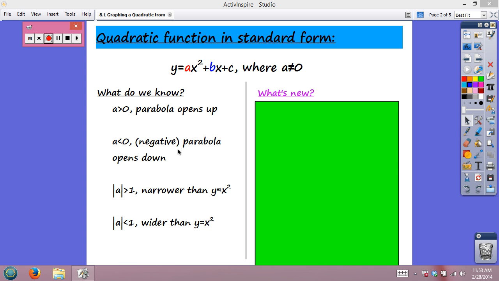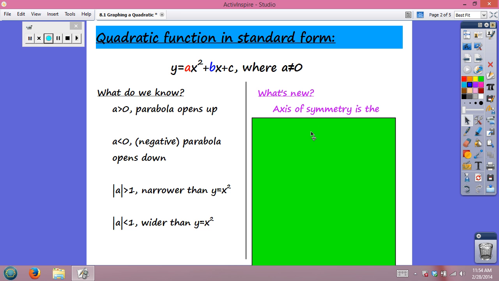So first we want to remind ourselves what we already know about parabolas. If our a value in standard form is greater than 0, then our parabola is going to open up. If our a value is negative or less than 0, our parabola is going to open down. If our a is bigger than 1, we know that we are going to have a narrower or skinnier graph than our parent function y equals x squared. And if a is less than 1, we're going to have a wider graph than y equals x squared. The bigger the number, the skinnier it gets.